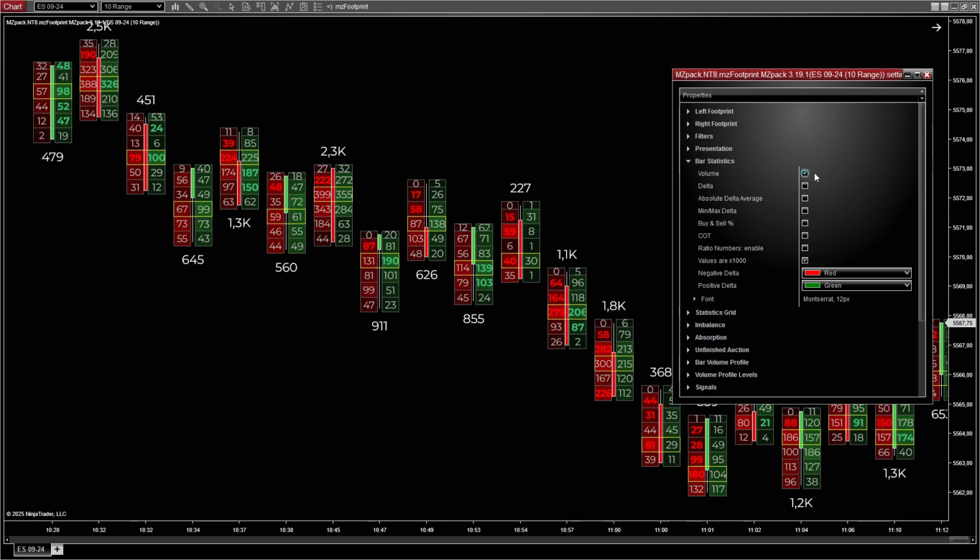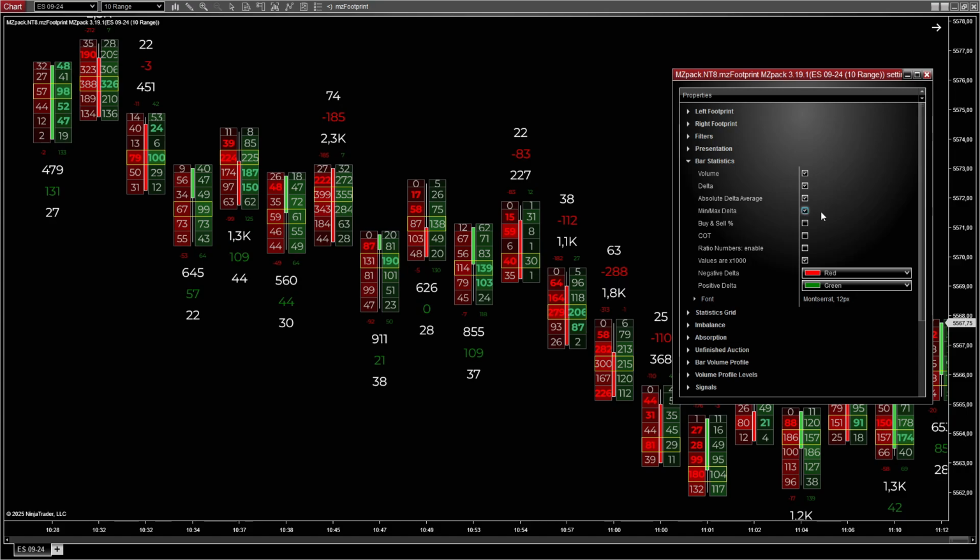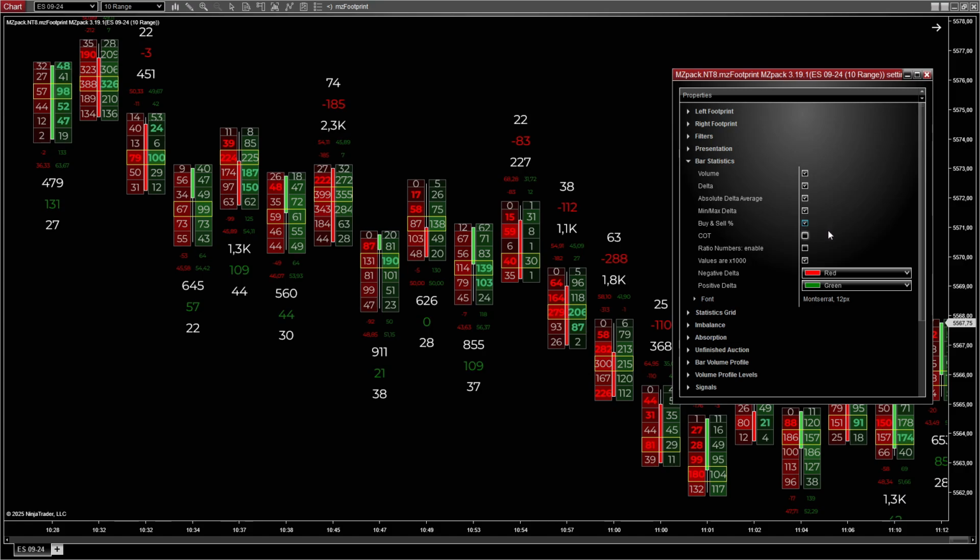Volume, the total number of contracts traded within the bar. Delta, the difference between buy volume and sell volume, indicating the net buying or selling pressure. Absolute delta average, calculated as sum of all absolute deltas for each price level of the bar divided by number of levels. Min-max delta, the lowest and highest delta values reached within the bar. Delta percent, bar delta divided by bar volume.